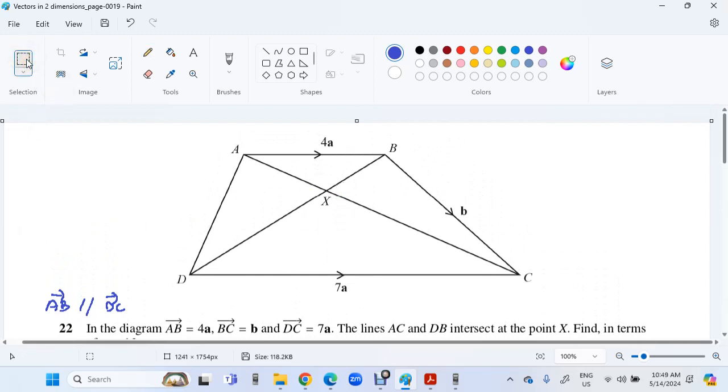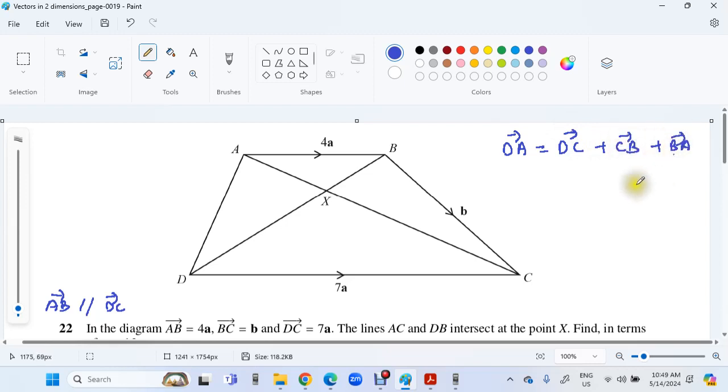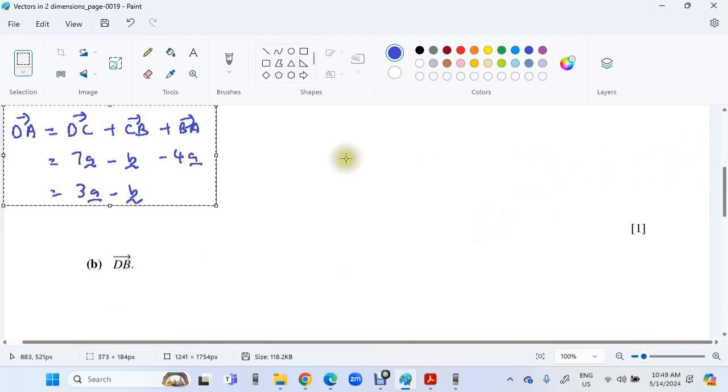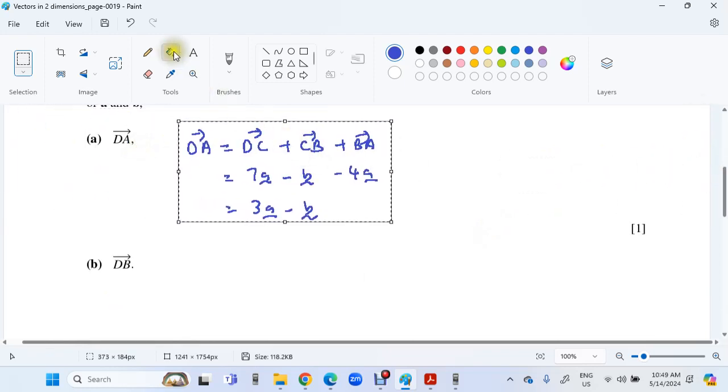Find, in terms of a and b, DA. So we want to find DA. DA is from D to A. I can go D to C, then C to B, and then B to A. So this is 7a minus b minus 4a. Then we have 3a minus b. So this is 3a minus b, and this is DA.